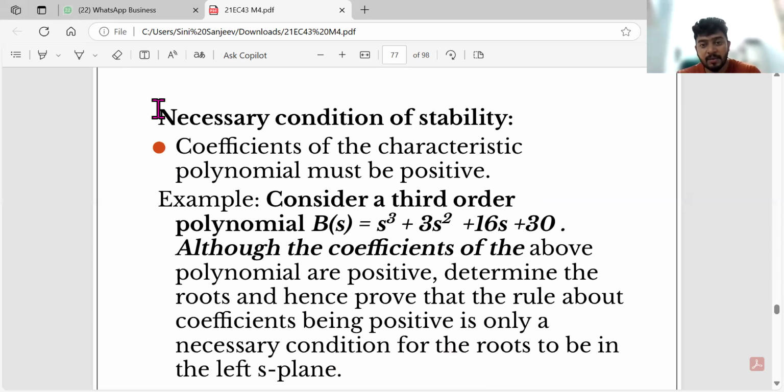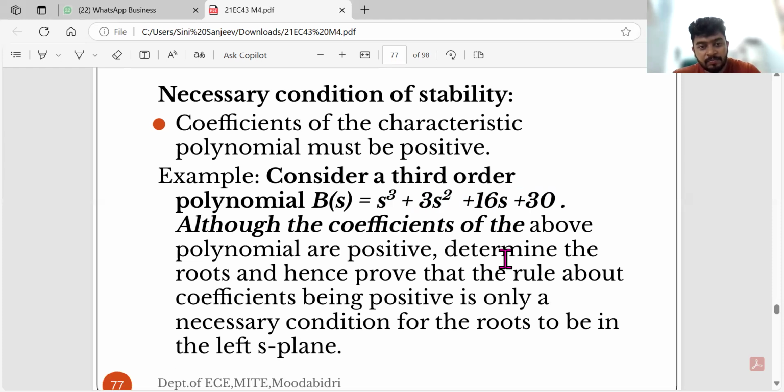Then this is very, very important while writing the answer: the necessary condition for stability. This has been repeatedly asked in the examination also. If we see this polynomial, s cubed plus 3s squared plus 16s plus 30, correct? These are all positive. For the roots to be in the left half S plane, the left hand plane, for stability, all these coefficients should be positive. What is the coefficient of s cubed? 1, positive. Coefficient of s squared, 3, positive, plus 16, plus 30. So everything should be positive. Number one thing.